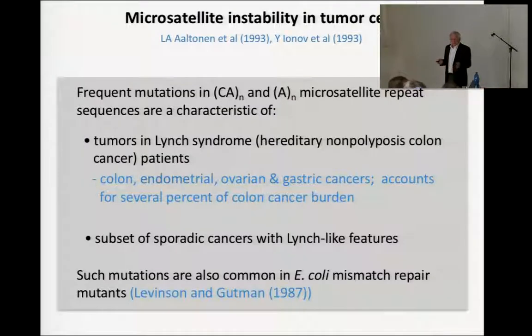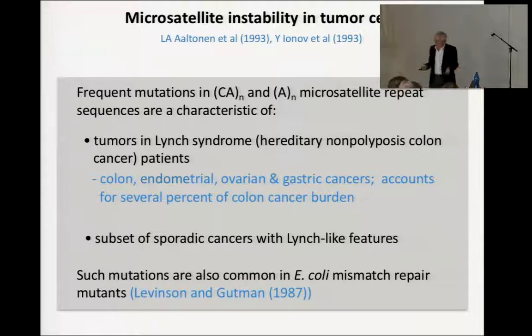So shortly after we identified that reaction, the de la Chapelle, Vogelstein, and Perucho laboratories reported that tumors in patients with Lynch syndrome, one of those common forms of hereditary cancer, and a subset of sporadic cancers with Lynch-like features are characterized by microsatellite instability, frequent mutations in simple repetitive DNA sequences like poly-A runs or CA repeats.